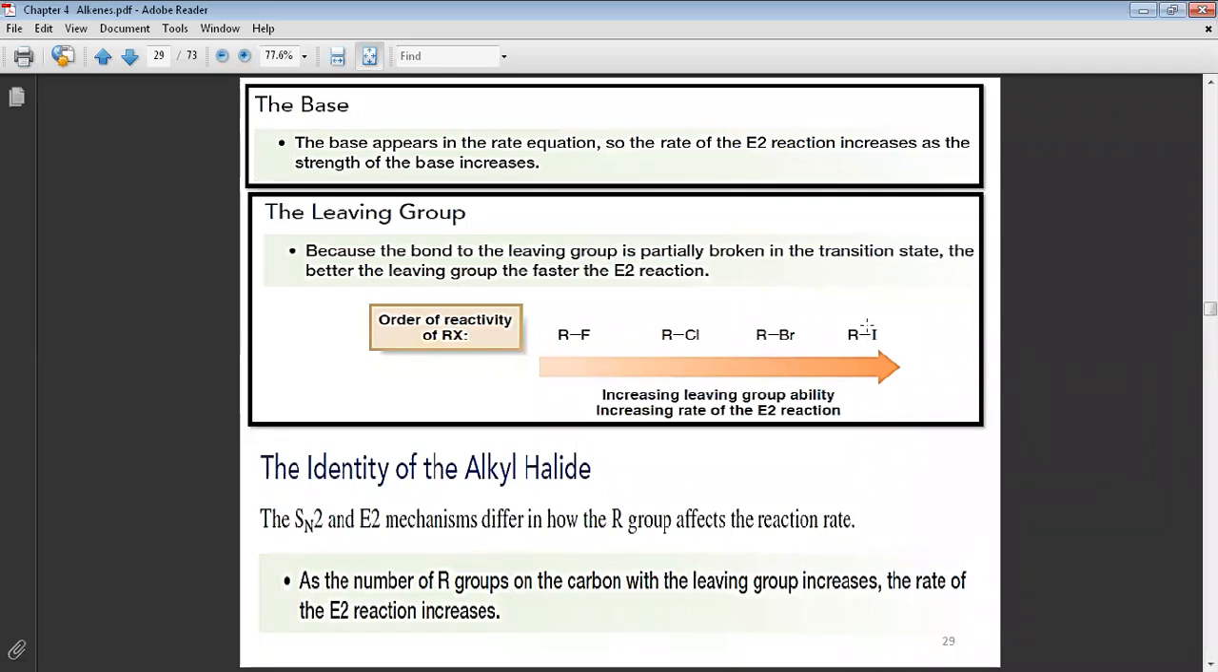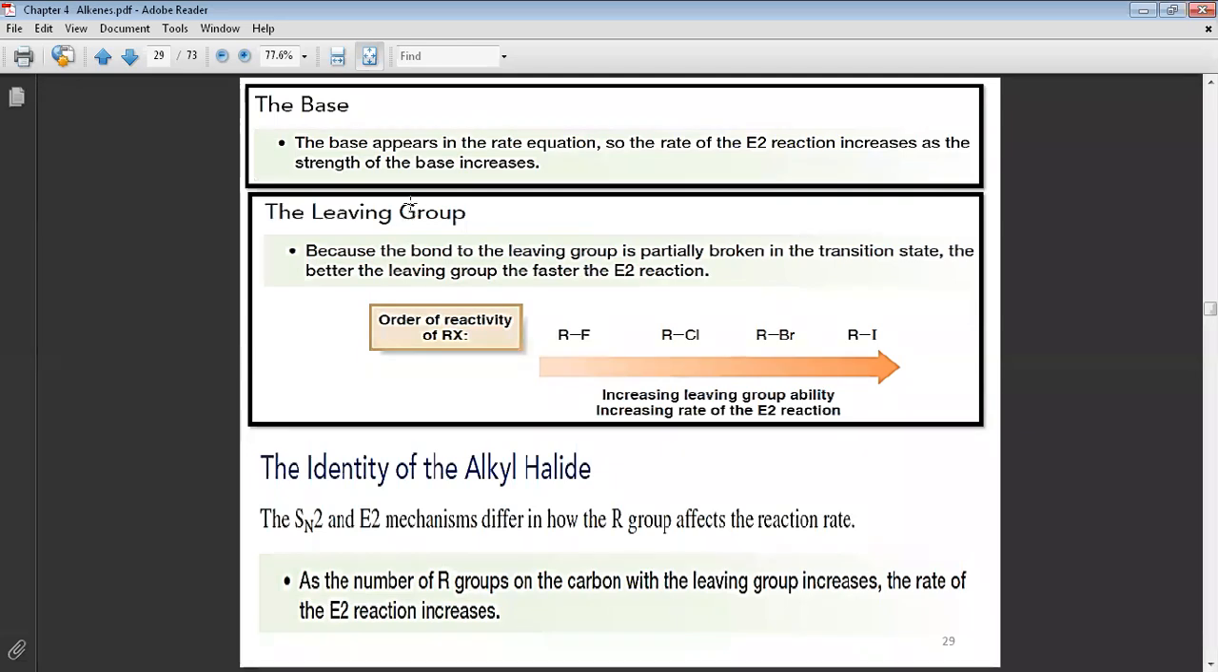That means if you have negative charge distributed on the bigger size, it will be more stable. Okay, then he said here, the identity of the alkyl halide. Now we know the base and the leaving group. Now what about the starting material? How can the starting material affect the rate of the E2 elimination reaction?